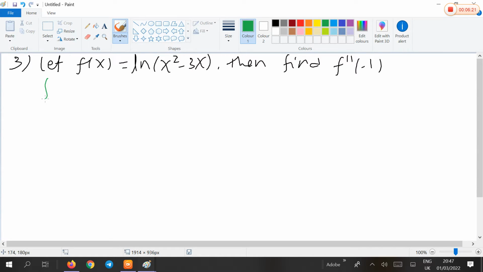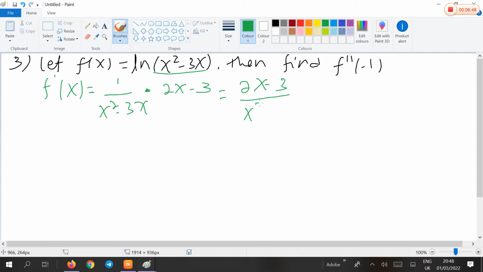So the first derivative at x will be: the derivative of ln x is 1 over (x squared minus 3x), times the derivative of x squared minus 3x, which is 2x minus 3. Then this will be given by (2x minus 3) over (x squared minus 3x).